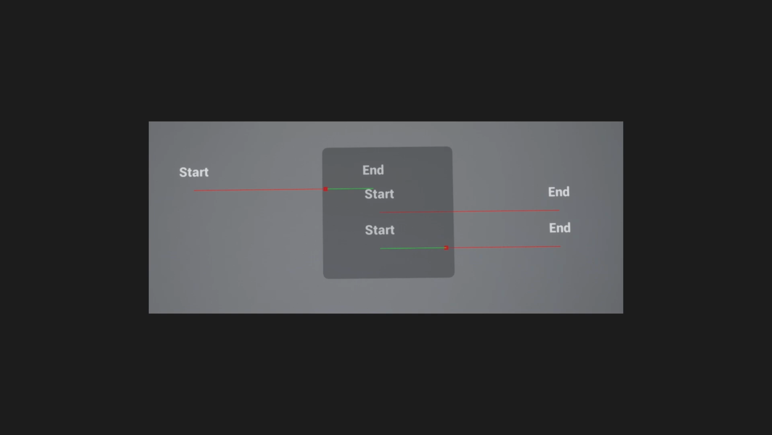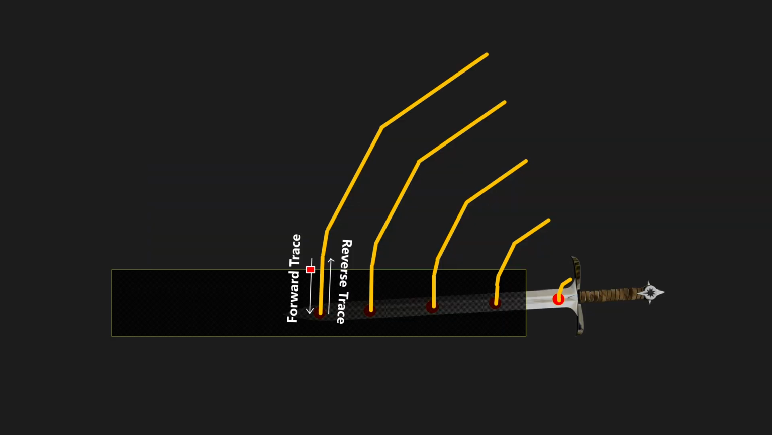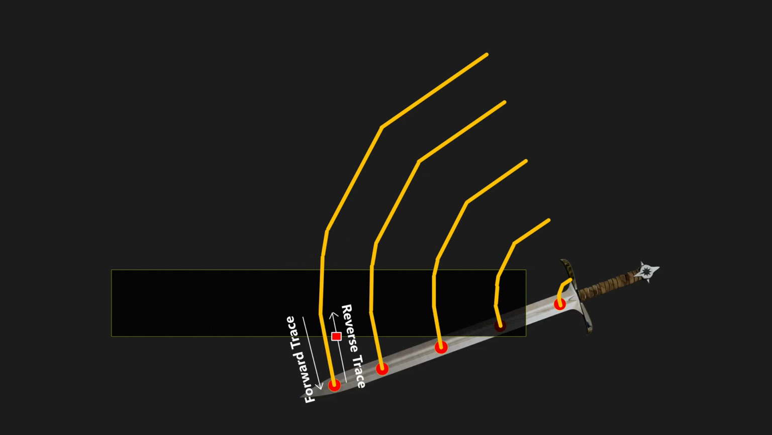By reversing the direction of the line trace, it is no longer a trace from inside to outside, but from outside to inside. This means that we have to do two traces for each collision check, one in the forward direction from start to end to detect the sword entering an object, and one trace in the reverse direction from end to start to detect the sword leaving the object.